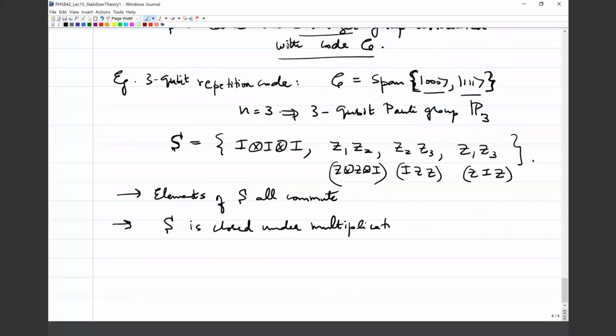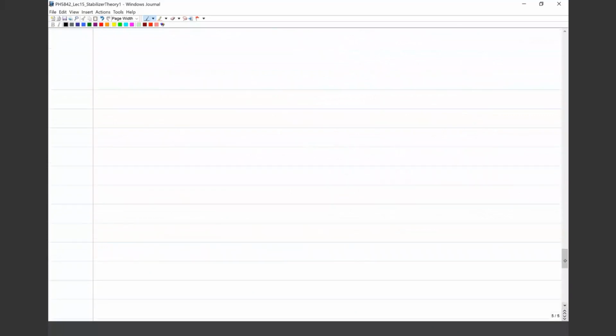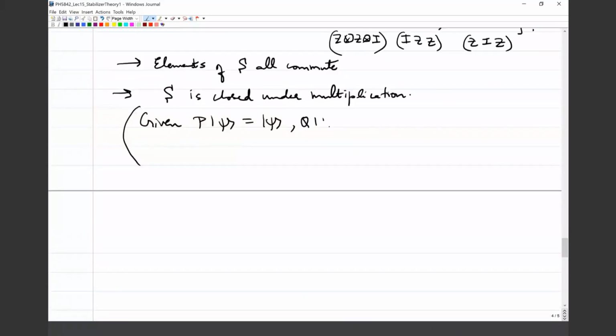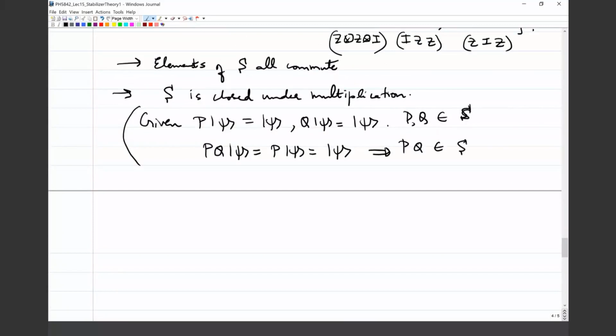Now this is easy to see. Suppose I have 2 operators which stabilize a state. Let me say P stabilizes the state psi. This is to tell you that there is always a group property here. And if I say that Q stabilizes psi, then if I consider the product PQ, then obviously that is also something that is going to stabilize psi. So if P and Q belong to the stabilizer set associated with a particular state, the product PQ must also belong to that set, right?